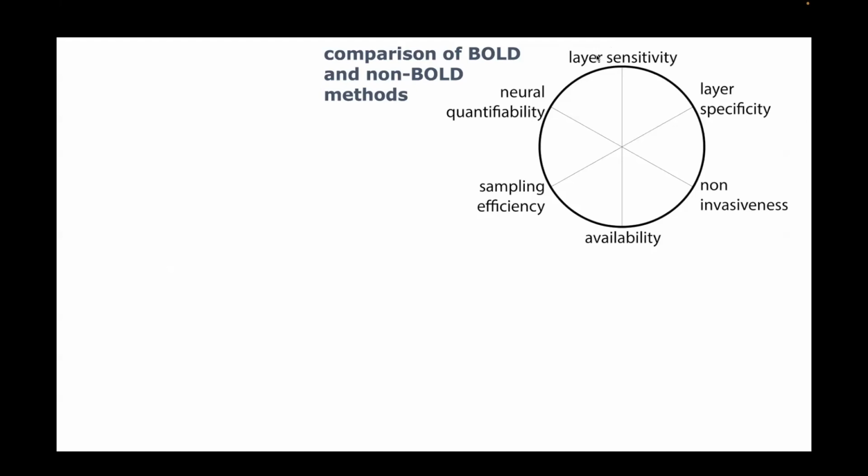Namely, first, we need sensitivity. We need to see that there's signal changing. We need a localization specificity. It needs to be non-invasive. Like if you need to give a person an injection, or you need to ask them to breathe weird air mixtures that makes them anxious, it's not the best thing. Then, how available the sequence is, sampling efficiency, and quantifiability.